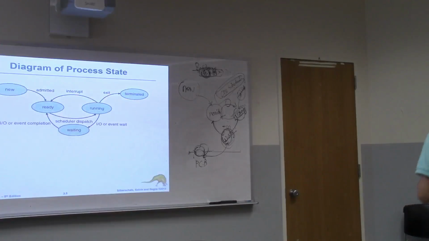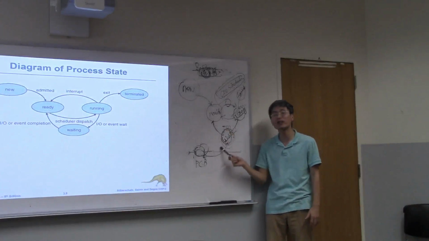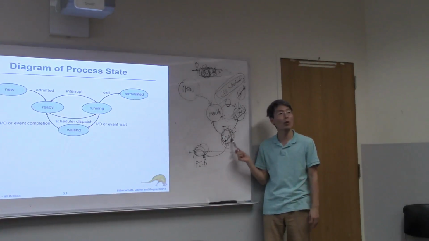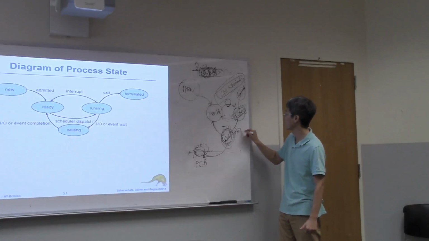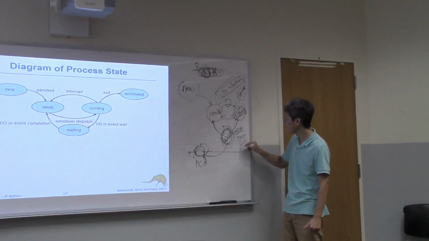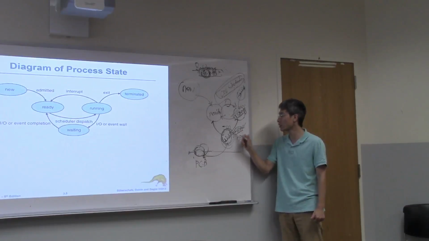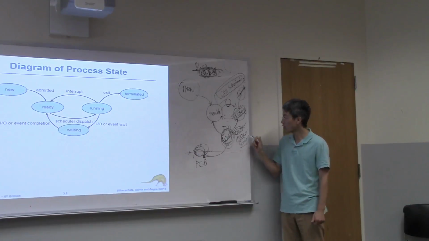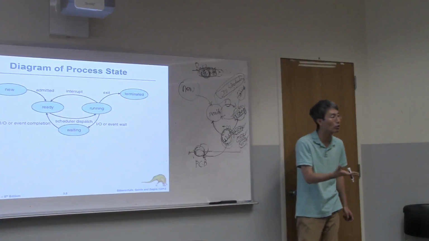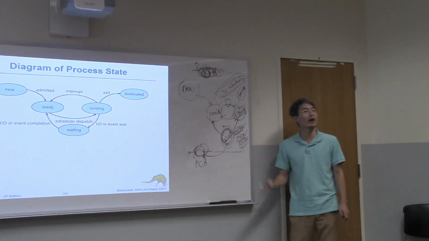Then we need a queue for this one. Ready queue, right? Because we have many processes. Also, we need a queue for waiting on each I/O device, because we have the hard disk drive, we have a mouse, we have a screen, different I/O devices. There might be processes who want to access data from the hard disk drive. There might be many processes who want to use the mouse. There might be multiple processes that want to use the screen. So you need to manage the queue for each I/O device also.